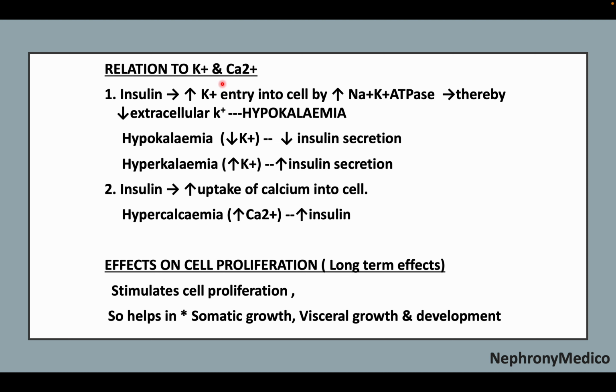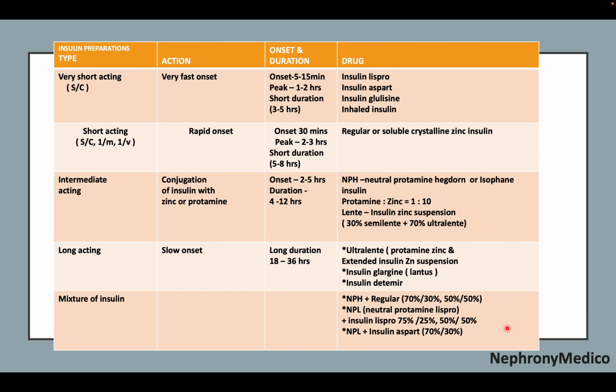Now, relation to potassium and calcium. Insulin causes increased potassium entry into the cell by sodium-potassium ATPase and reduces extracellular potassium, leading to hypokalemia. Insulin increases the uptake of calcium into the cell, so hypercalcemia causes an increase in insulin. Effects on cell proliferation: it stimulates cell proliferation and so helps in somatic growth, cellular growth, and development.